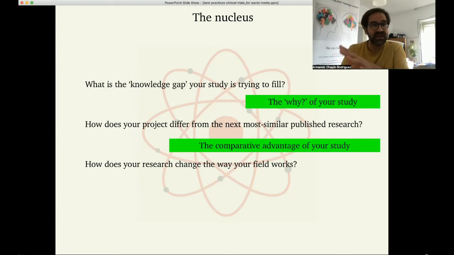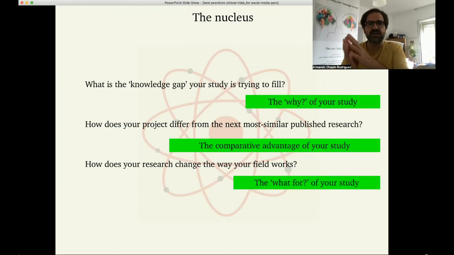And most of you are working in competitive areas. Other people are working on the same disease as you, they're using the same methods, they're asking a lot of the same questions. So when you do a study, you need to stand out from them. The third question is, now that you've done your study, how should future research in this area change? How should future practice in the clinic maybe change?